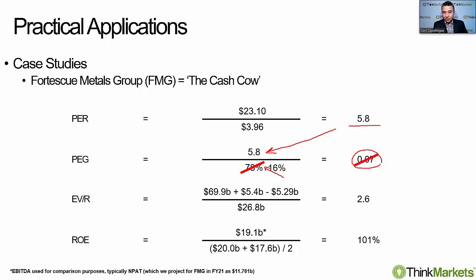So let's use 16% as our growth rate, and therefore the PEG rises to 0.36, which, if we use our rule of thumb of wanting that to be less than 1, is still very, very good.